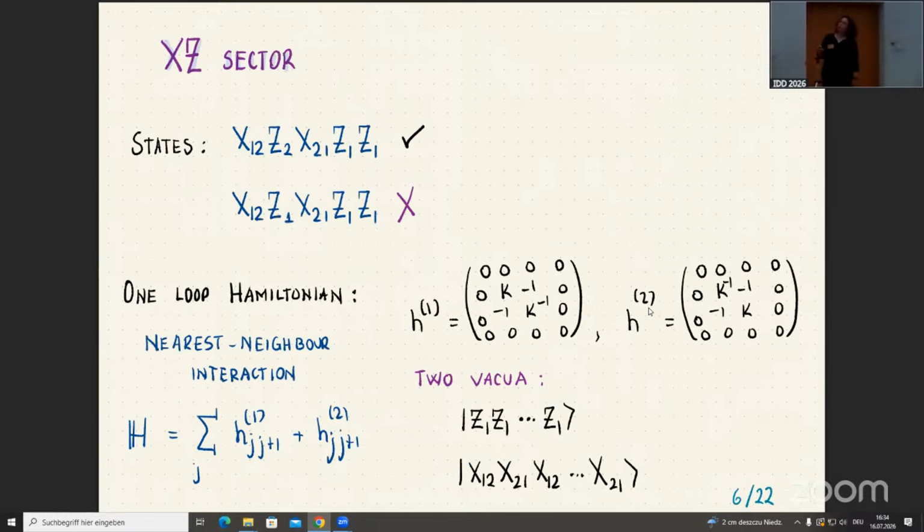So what happens for this XZ sector? The fact that you broke a part of the symmetry and you have now this new structure has one consequence: not every state is allowed anymore. So now, for example, this state has nice contractions, so everyone is contracted properly. If you end here with a 2, you have a 2 starting in the next one. But this one is not allowed because you have X_{1,2}, but the next one is a Z_1, so this is not contracted properly. So you basically have to just do the nice contractions.